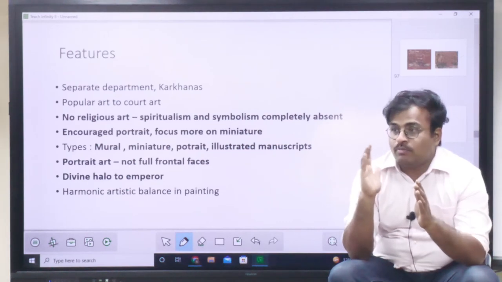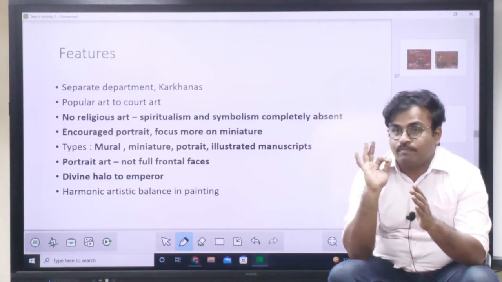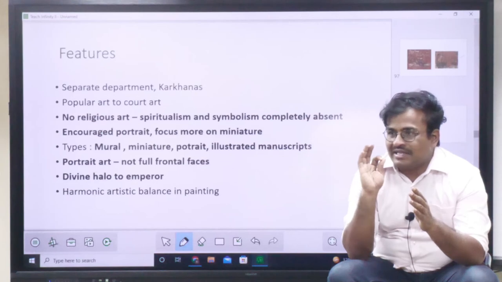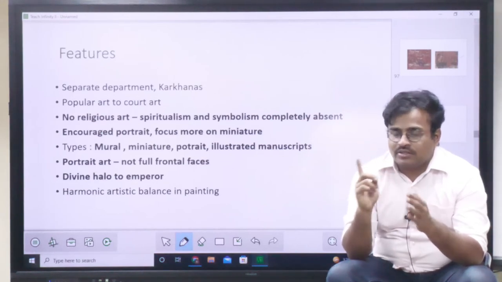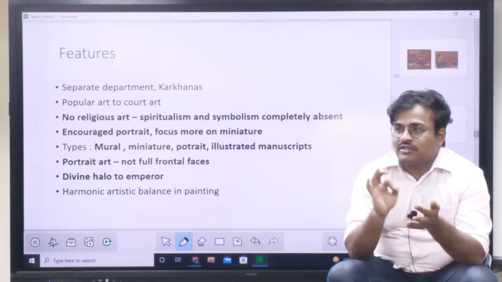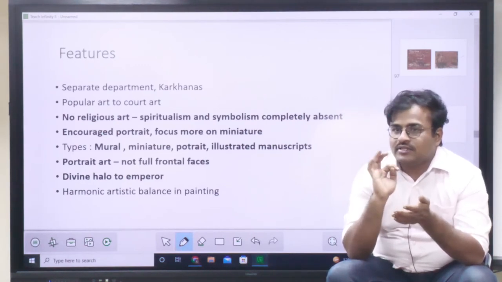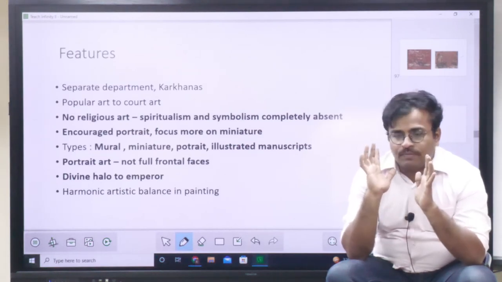There are many prominent book illustrations, of which the most prominent one is called Razmnama. Razmnama is actually a translation of the Mahabharata into Persian. After translating it into Persian, they wanted to illustrate the story of the Mahabharata, so that is why they started painting. This is a translation book illustrated by the Mughals, a very prominent one.